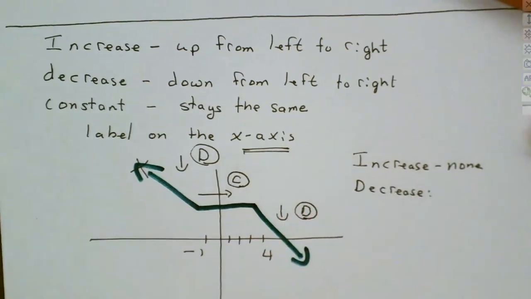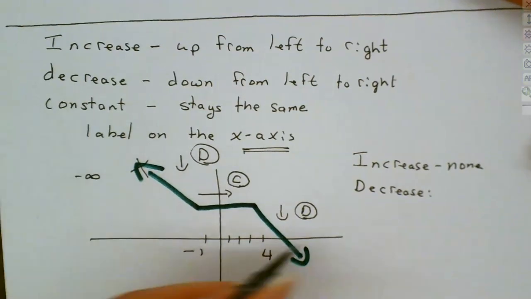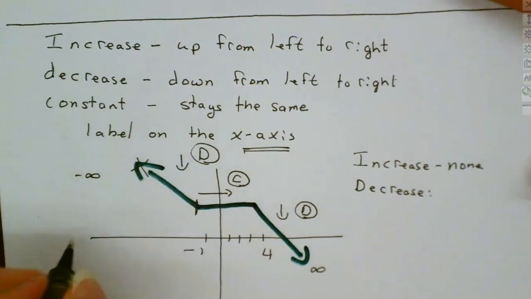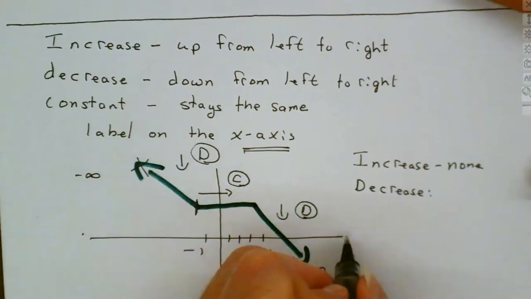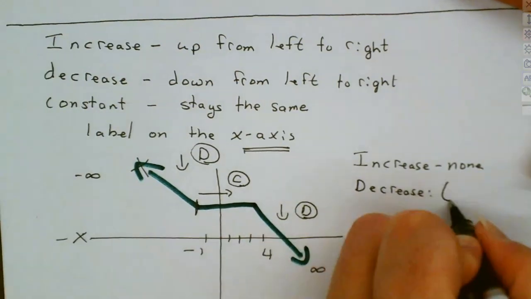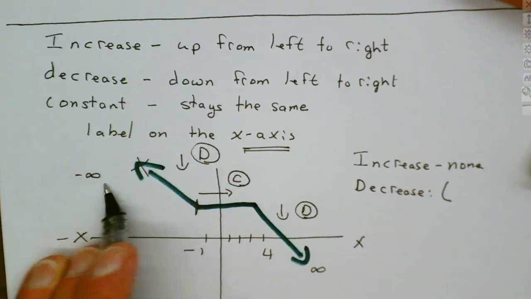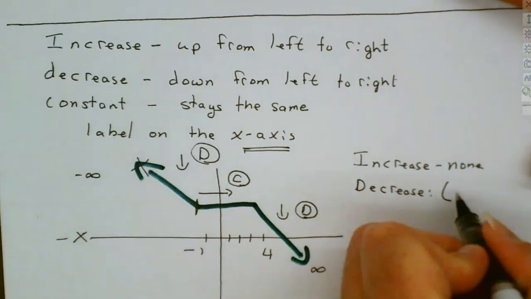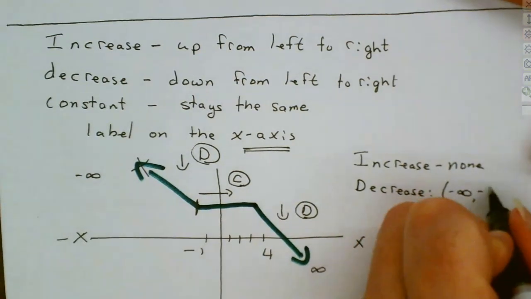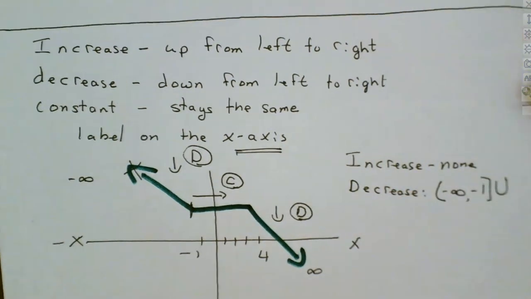Okay, where does it decrease from? Now, make sure we're careful when we label these. We label on the x-axis. This is the x-axis here, right? Negative x, positive x. Okay, decrease. Where does it decrease from? Here. On the x-axis, what is that? That is negative infinity, right? To what? Negative 1. Then we use a U for union.